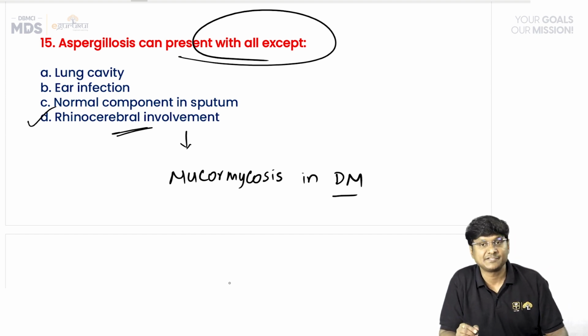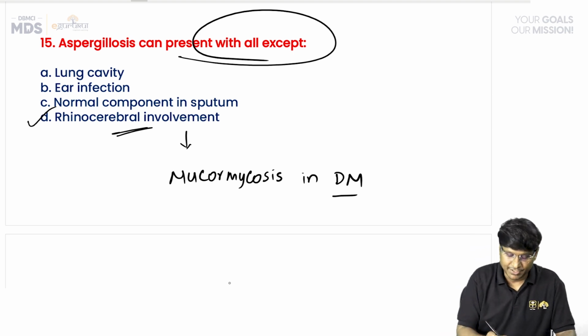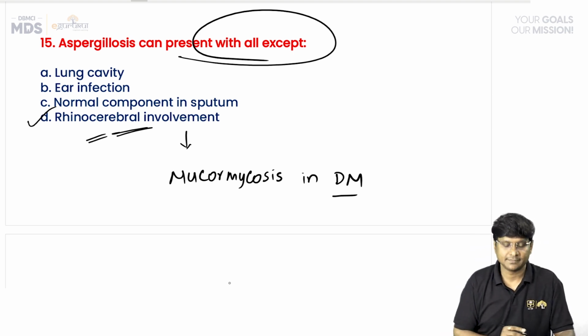Whereas aspergillus infection will have lung involvement, and these patients will have fever, cough, chest pain, and there will also be difficulty in breathing, but you don't have rhinocerebral involvement.